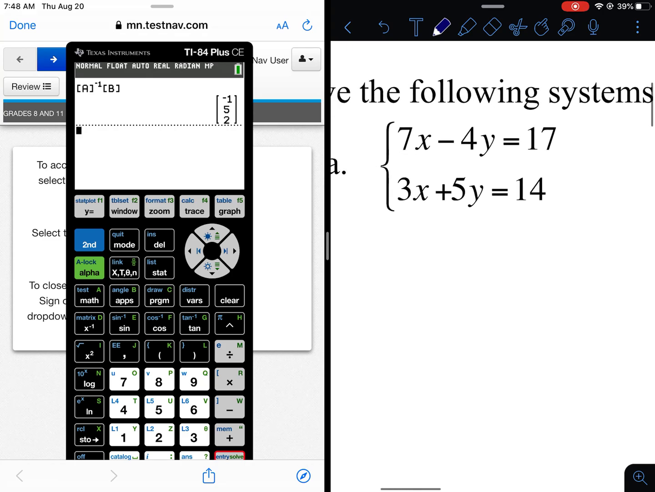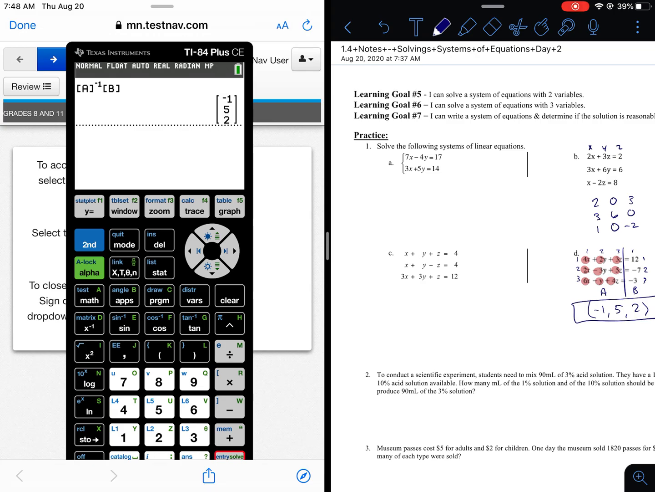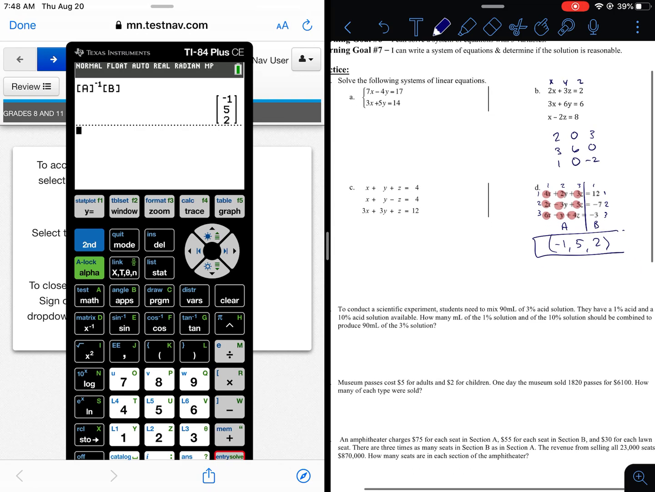It also works for 2 by 2s. So you just have to change your matrix to a 2 by 2. You'll just have 2 variables, 2 equations. And then you'll change your answer matrix to a 2 by 1 instead of a 3 by 1. It's the same exact process. Again, if you want to go back, I'm not going to do another one. You can just repeat the process, watch the video again.